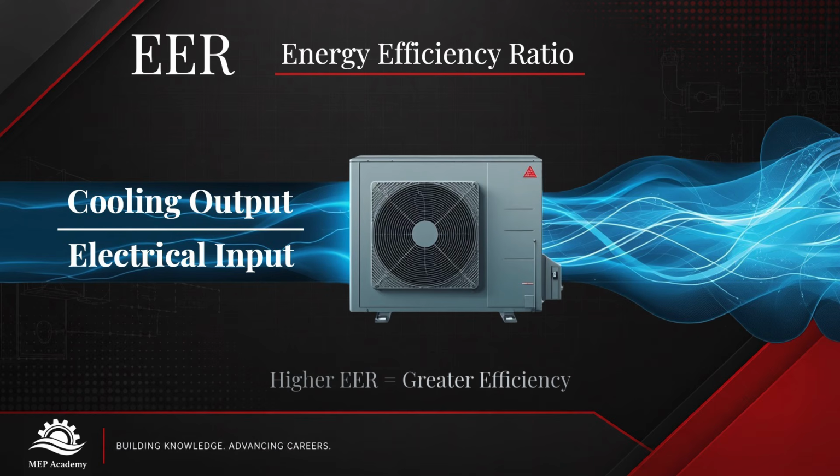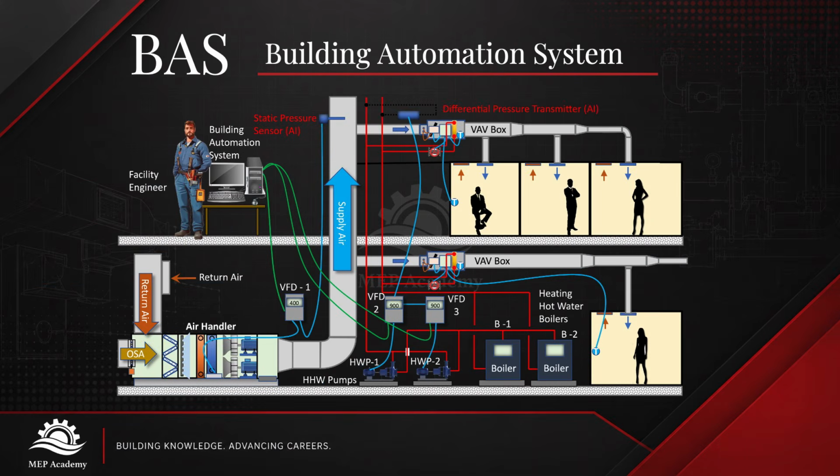Next, let's look at the acronyms behind the controls and automation systems that operate today's commercial HVAC equipment. Number 31. BAS, Building Automation System. A BAS is a centralized system used to monitor and control building equipment. It commonly manages HVAC operation, temperatures, schedules, alarms, and energy use throughout a commercial building.